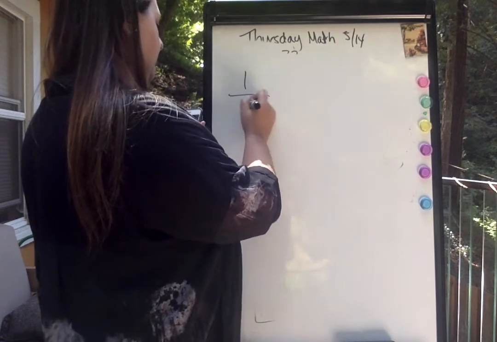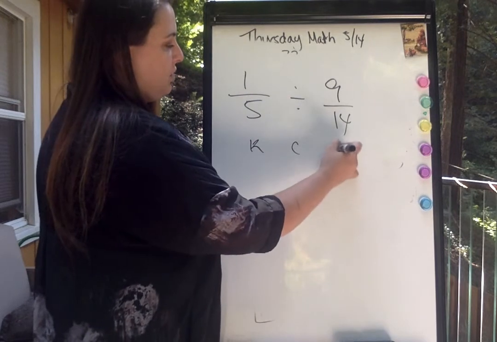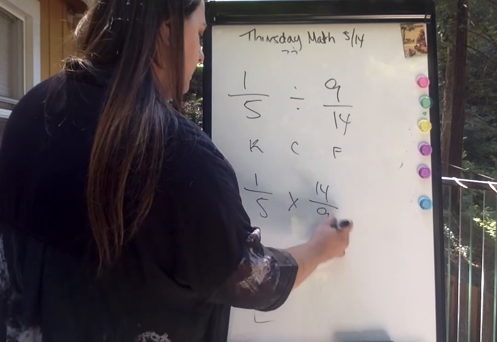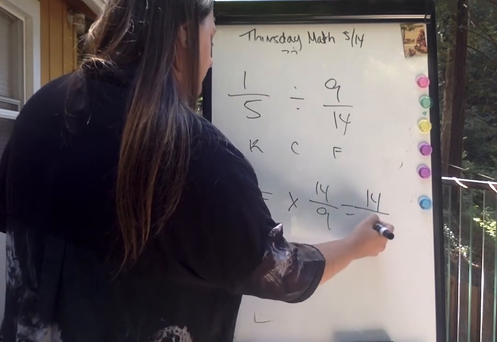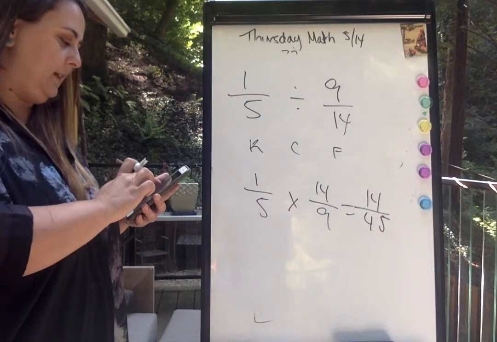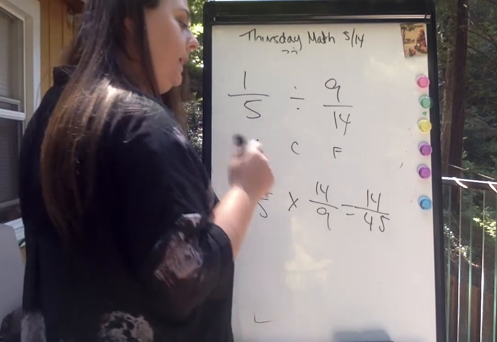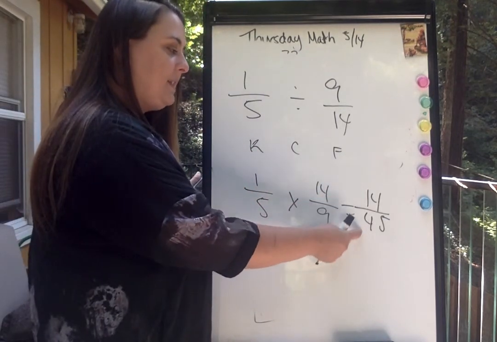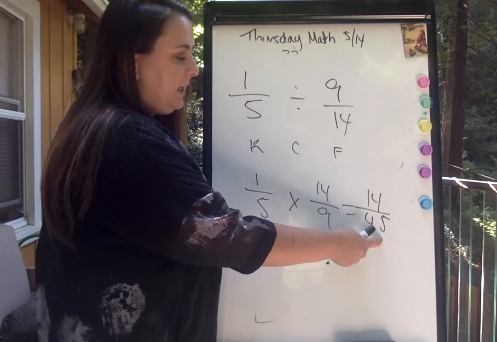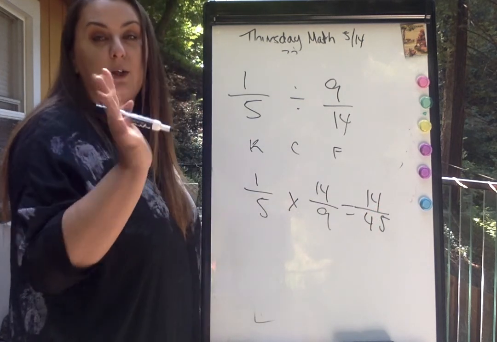Okay, now we have 1/5 divided by 9/14. We're going to keep, change, flip. It's going to give us 14/45. Now we have to think, can we reduce that by anything? A 3, a 7. Well, 7 goes into this, but 7 doesn't go into this. 3 doesn't go into either. I've got a 5 here. That's it. 14/45.